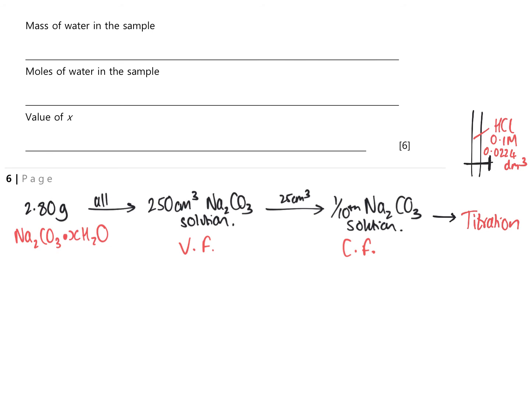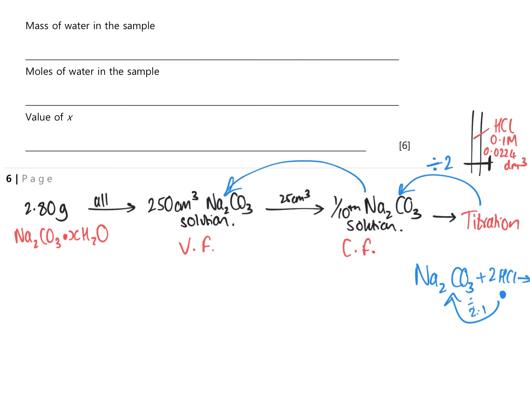Again, let's think of our balanced symbol equation. The start of it is Na2CO3 plus 2 HCl. That's really all that we need here. So once we've got our number of moles of HCl, we're going to need to divide that by 2 because our ratio is 2 to 1. So from our titration to our conical flask, we're dividing the number of moles by 2. To go from our conical flask to our volumetric flask, we're timesing by 10.